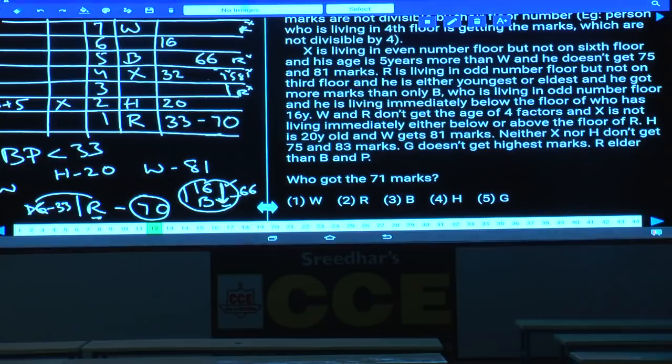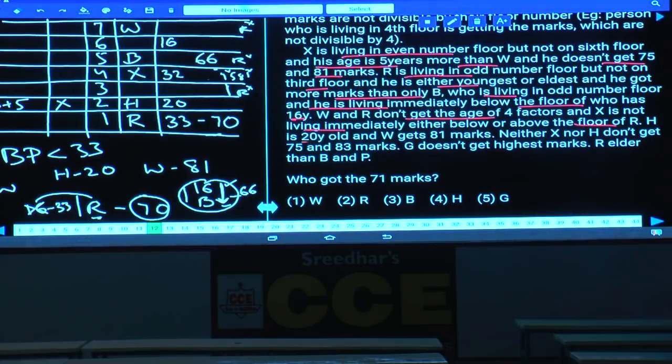X is living in an even number floor but not on the 6th floor, and his age is 5 years more than W, and he does not get 75 and 81. And this X does not get 75 and 81 marks. R is living in an odd number floor but not on the 3rd floor, and he is either the youngest or the oldest, and he got more marks than only B. And B is living in an odd number floor, immediately below the floor of the 16-year-old. Then W and R do not get the age of 4 factors, and X is not living immediately either below or immediately above the floor of R. X is not immediately below R.